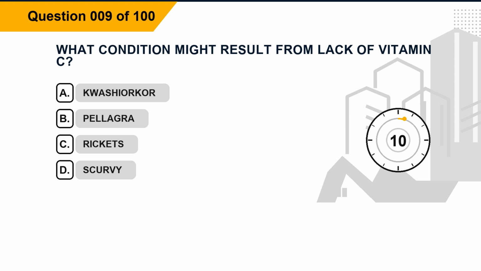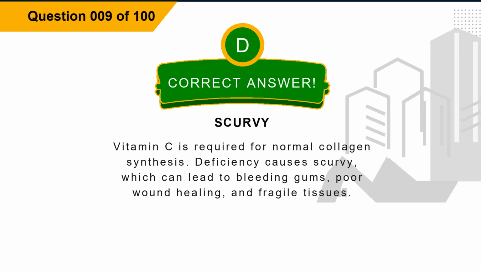Question 9. What condition might result from lack of vitamin C? Option A, kwashiorkor. Option B, pellagra. Option C, rickets. Option D, scurvy. The correct answer is option D, scurvy.